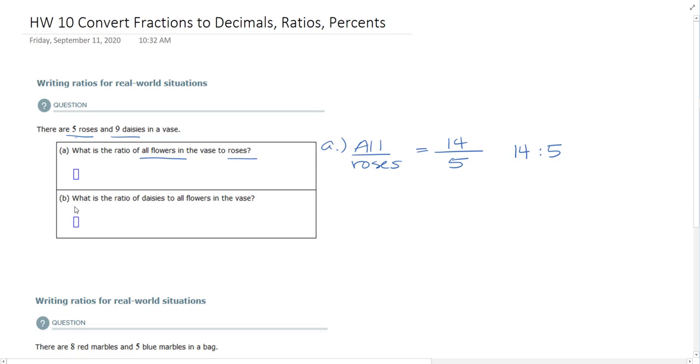So second one, part B, what is the ratio of daisies to all flowers? So now, for daisies, there are 9 daisies, and all would be 14. So we could write 9 over 14, or we could write 9 colon 14. And you do have to check and make sure that your fraction is simplified.